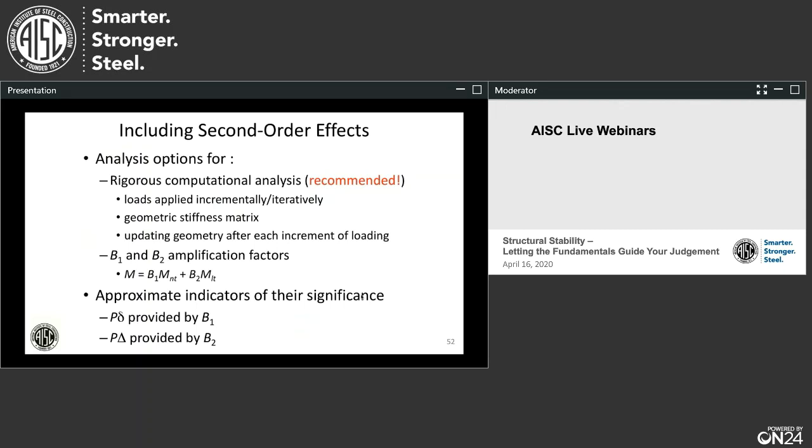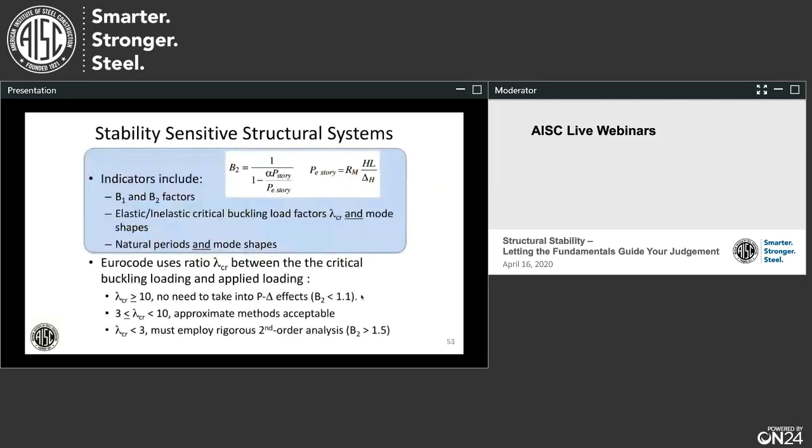B1 and B2 came out in 1986 with the first edition of LRFD, and the thing there is that there was no computer software commercially available that could do the rigorous analysis. Those tides have significantly changed. Now, I do find that B1 and B2 factors are good to calculate. I don't like to use them to do my second order analysis, but I do find that they're important to calculate because they can provide me an indicator of if I'm having a stability issue with my structure.